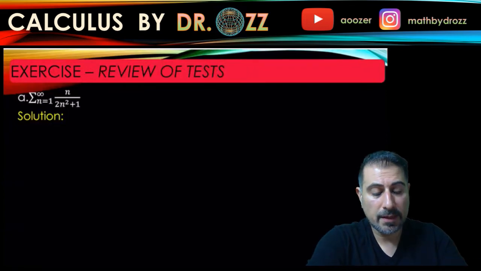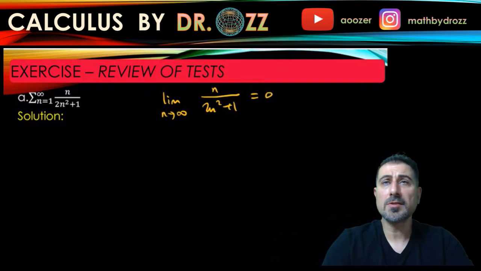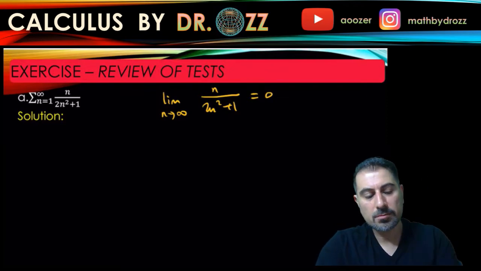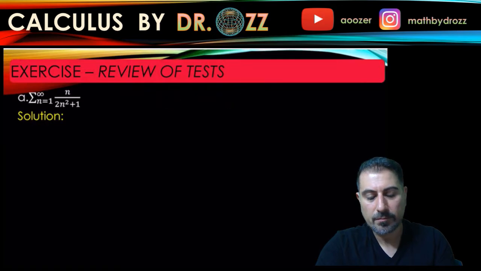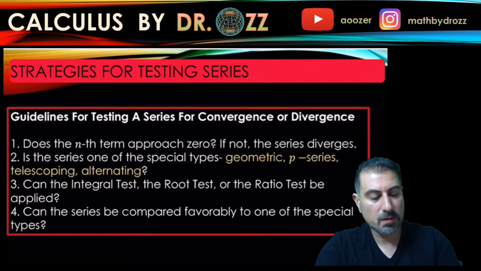Well, I'm sorry, but the n-th term test doesn't help here because the limit of this is equal to 0, because the top is order 1 and the bottom is quadratic. Even if you apply L'Hopital's rule, you can pause the video and work on this limit, but I can tell you that the limit is 0, so the n-th term test is hopeless.